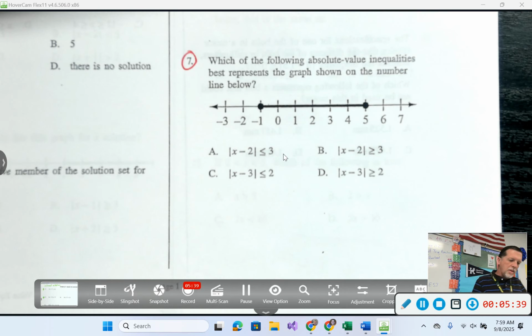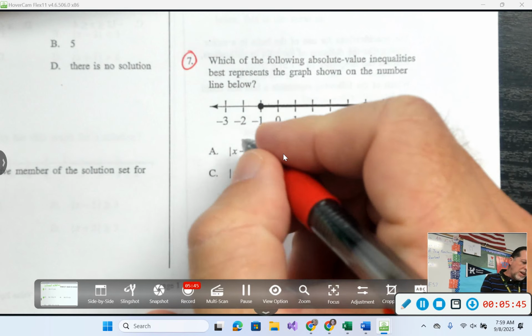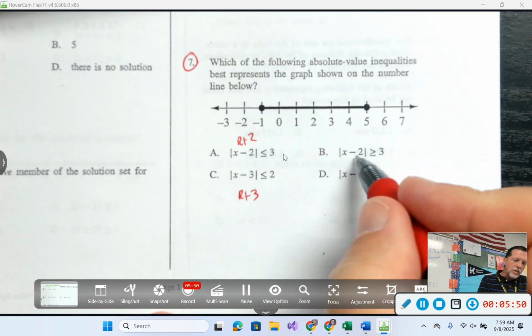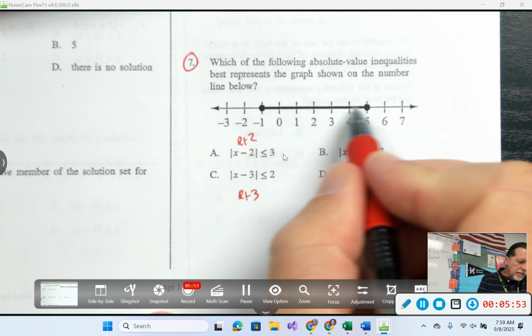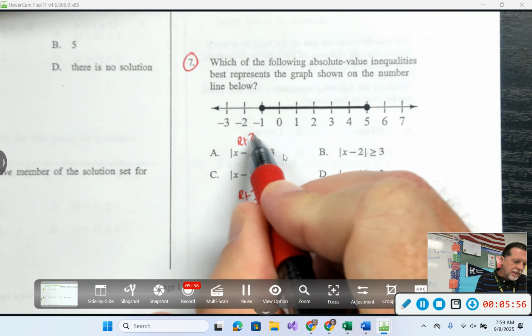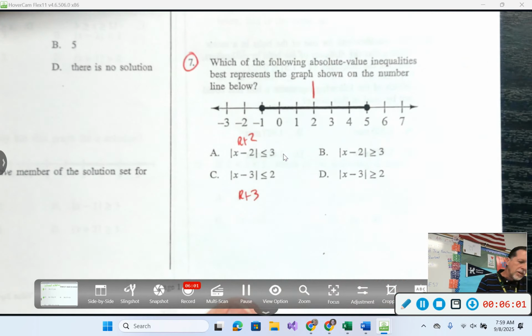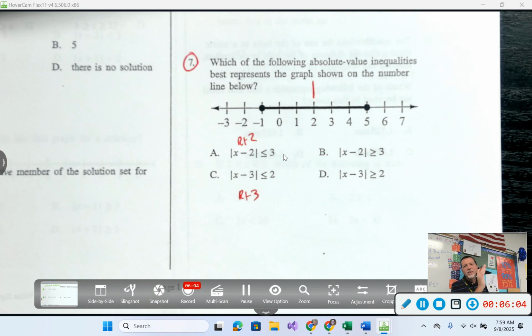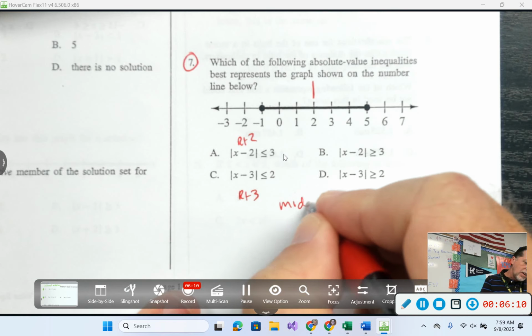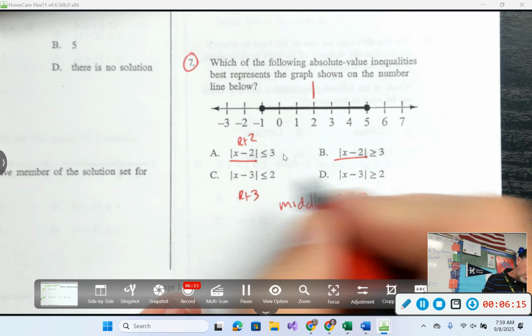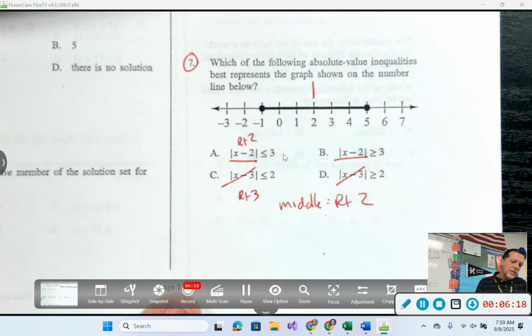Okay. Thinking about transformations helps on these. X minus 2 would mean right 2. X minus 3 would be right 3. Another right 2 and a right 3. So let's find the middle of this thing. So what's in the middle of -1 and 5? 2. So there's our middle. So this thing used to be centered at 0, but now it's gone right 2. The middle has gone right 2. So right 2 would be A or B. So I can throw out C or D.